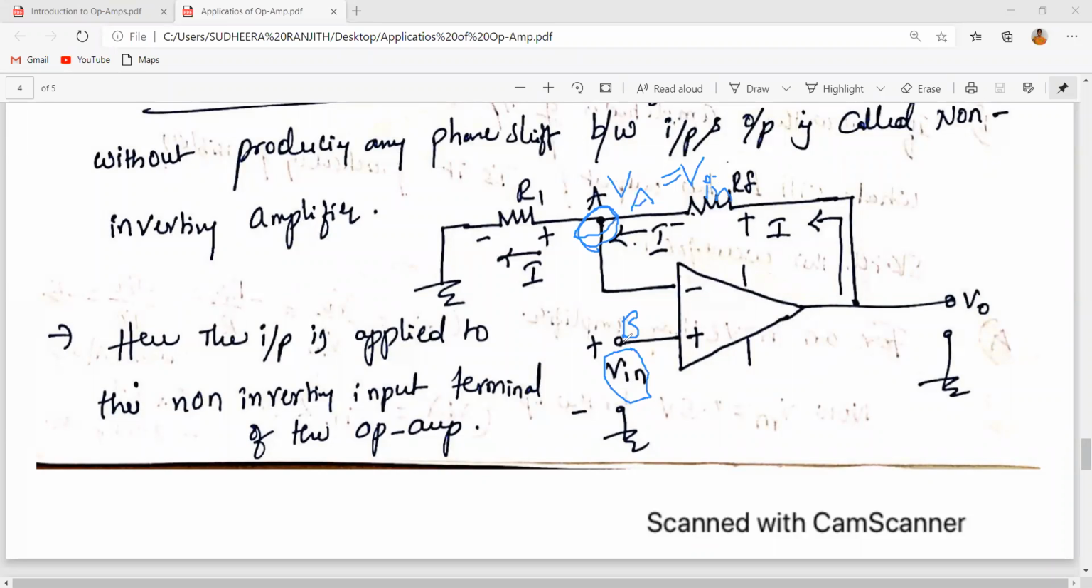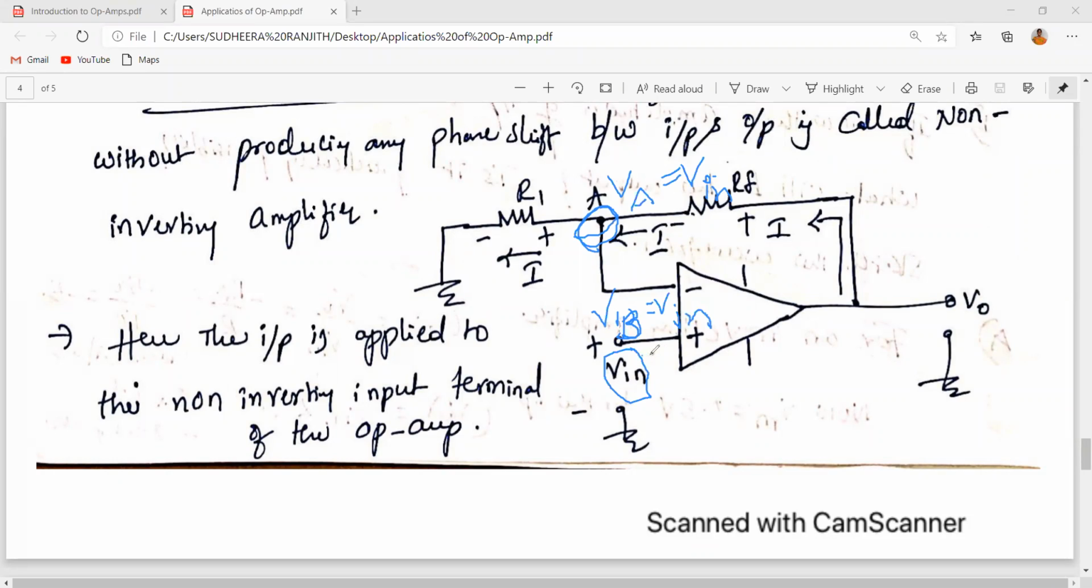Because the input is applied to the non-inverting input terminal, what is the value of VB? VB is nothing but Vin. So from the concept of virtual ground, VA is also equal to Vin.